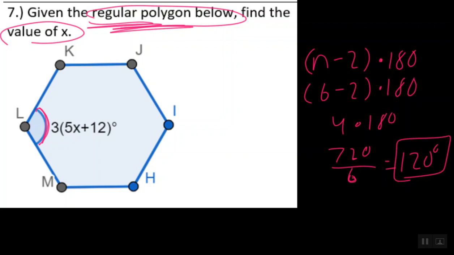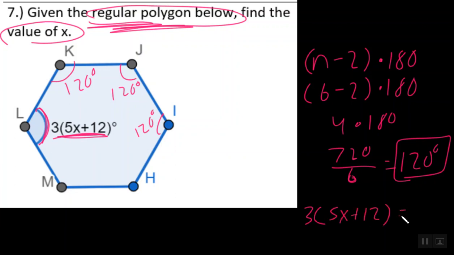So, what are we going to do with this information? Well, that's telling us that, hey, that angle is 120 degrees. That angle is 120 degrees. Remember, this thing is regular. That's 120 degrees. And not only is that, well, that angle is 120 degrees as well. So we're going to say 3 parentheses 5x plus 12 is equal to 120. And I leave y'all to solve for x.